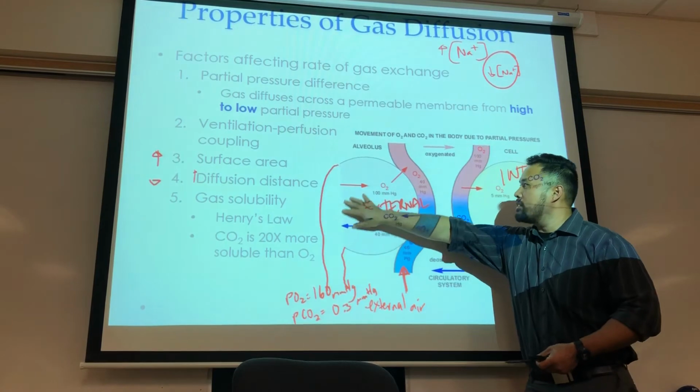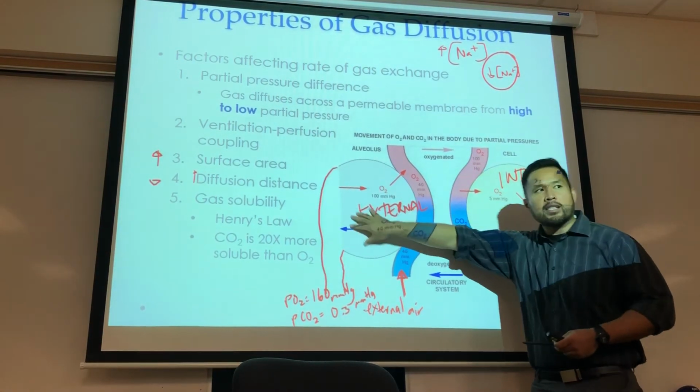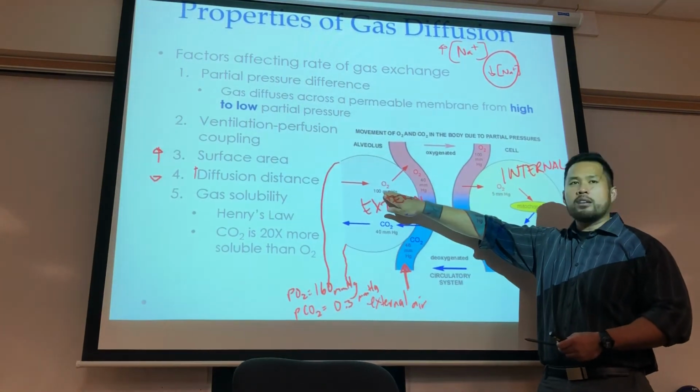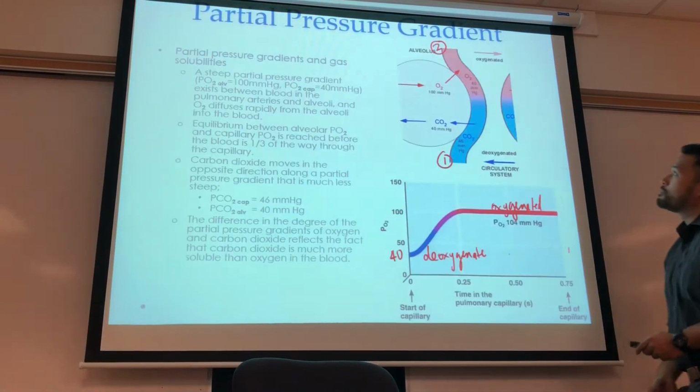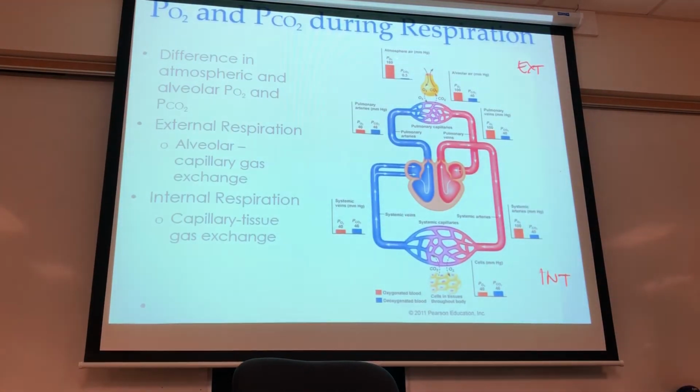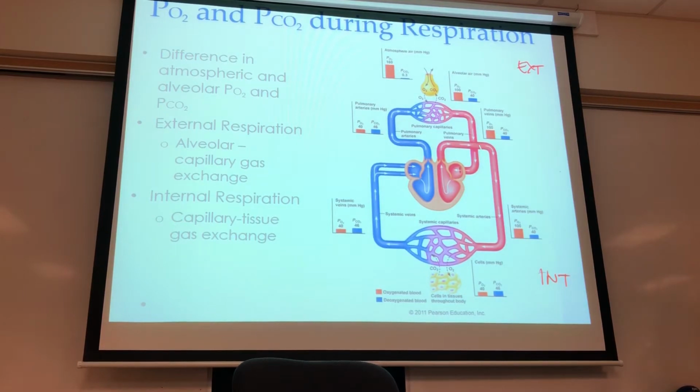By the time it makes its way into the alveoli, it's going to mix with the stale air. So we're going to see a decrease in the O2 and an increase in the CO2. By the time we make it from atmospheric air to the alveolar air, it's going to have a partial pressure of 100 and a PCO2 of 40.